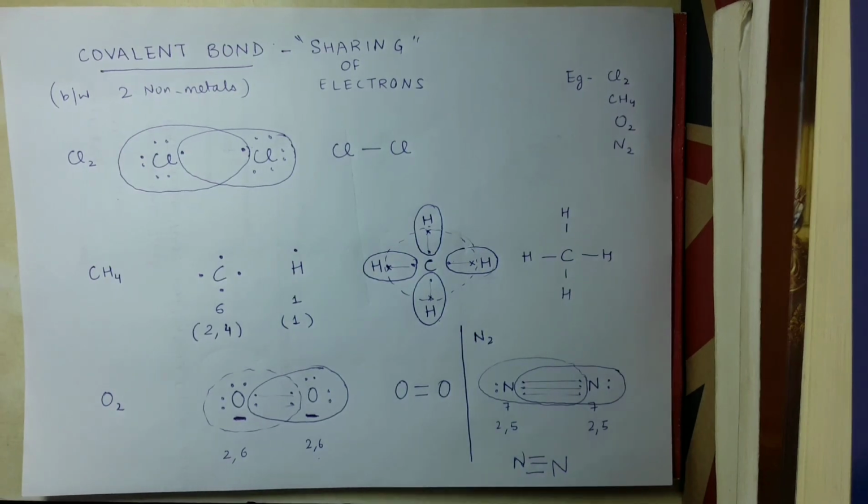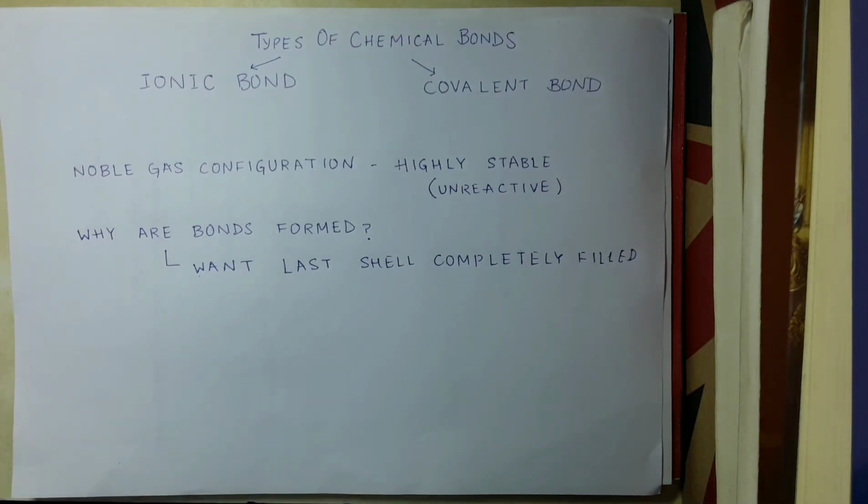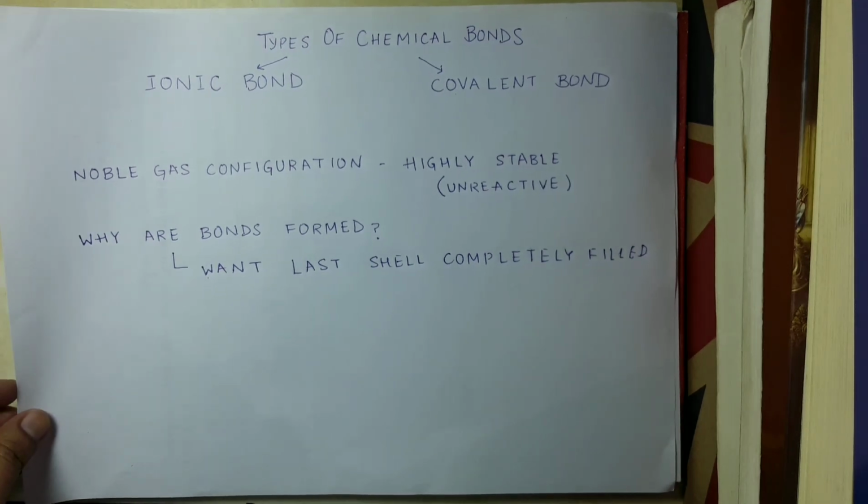Thank you. So basically what I've covered today in this video is about ionic and covalent bonds. How are they formed and why are they formed? And we've covered something about the noble gas configurations, that all the elements want to become stable just like the noble gases. They all want to become highly stable and unreactive, and hence they form bonds to completely fill the last shell.